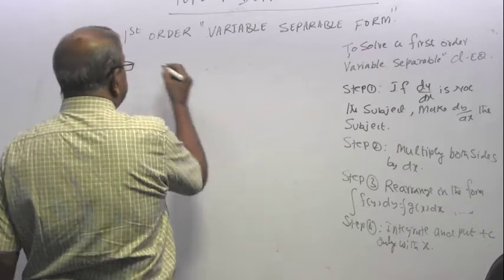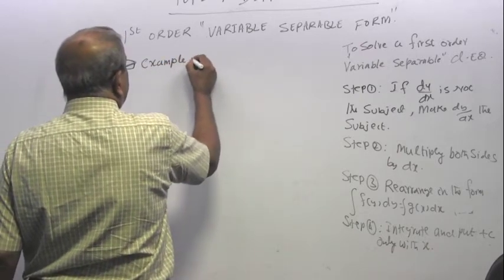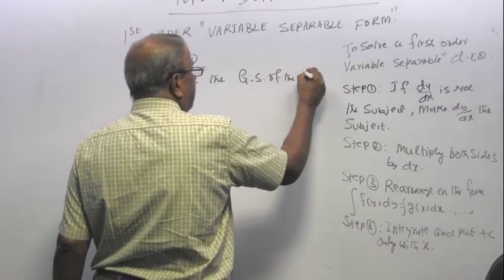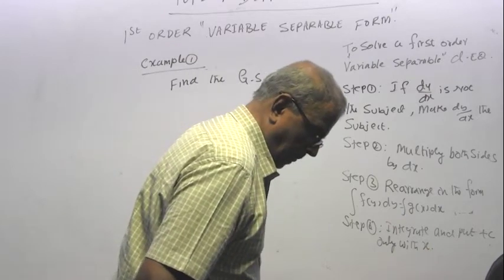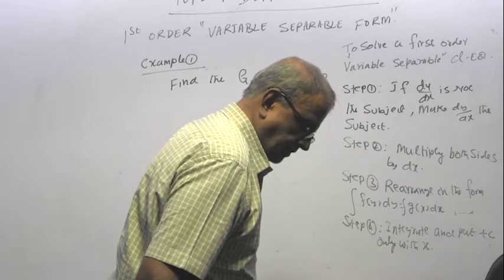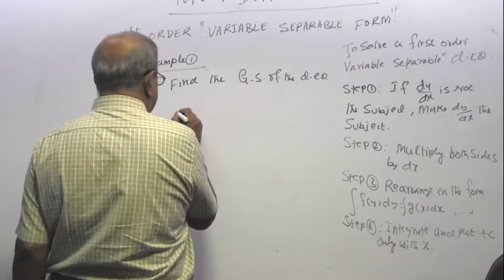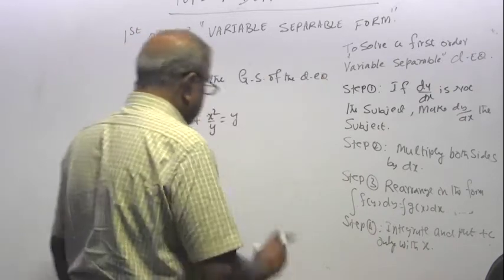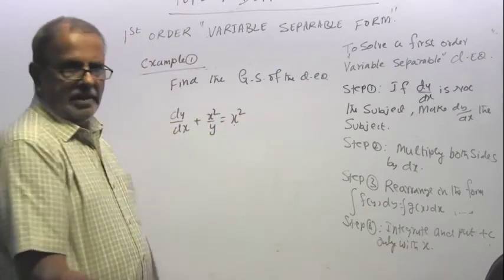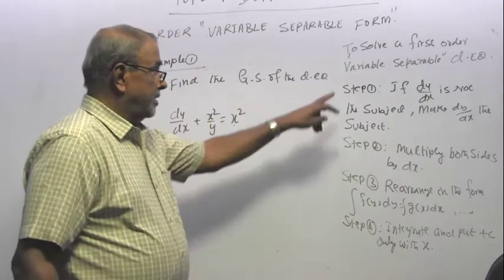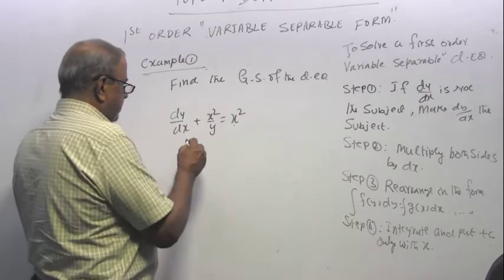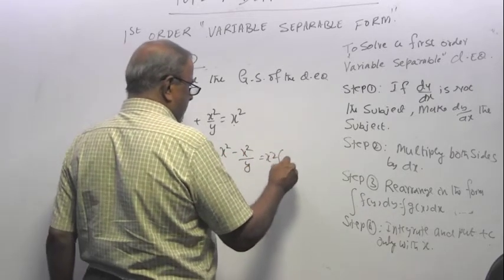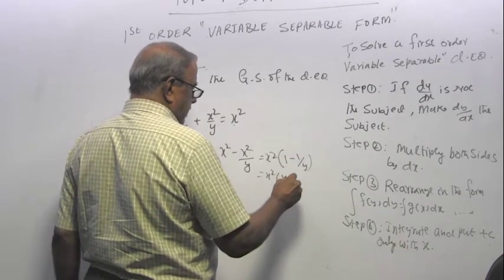Find the general solution of the differential equation dy by dx plus x squared over y is equal to x squared. Here, dy by dx is not the subject, so make dy by dx the subject. So, dy by dx equal to x squared minus x squared over y, which is x squared times 1 minus 1 over y, or x squared times y minus 1 over y.